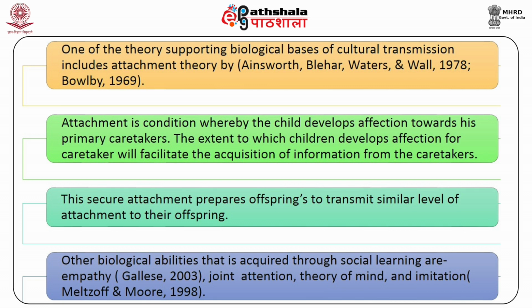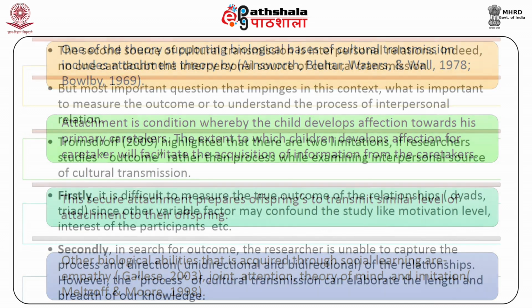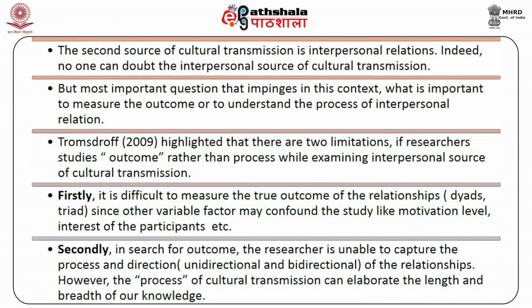Other biological abilities that are acquired through social learning are empathy, joint attention, theory of mind and imitation. The second source of cultural transmission is interpersonal relations. Indeed, no one can doubt the interpersonal source of cultural transmission. But the most important question that arises in this context is: what is important to measure, the outcome or the process of interpersonal relation?